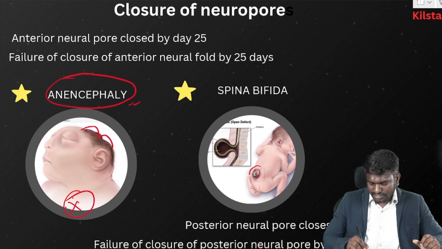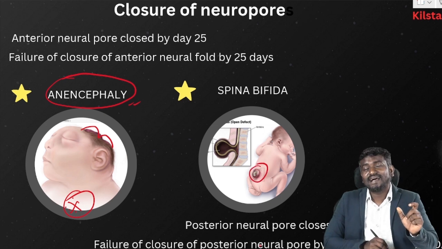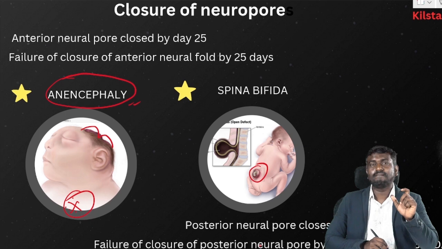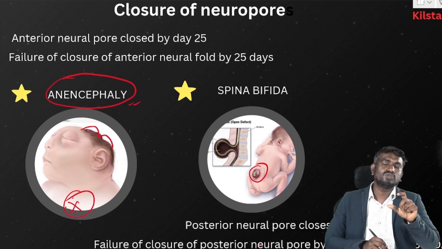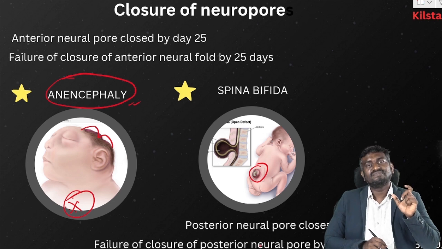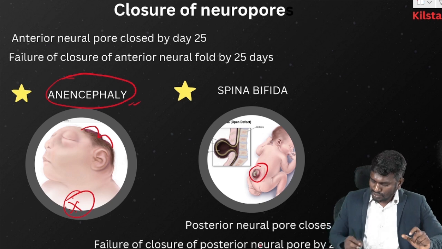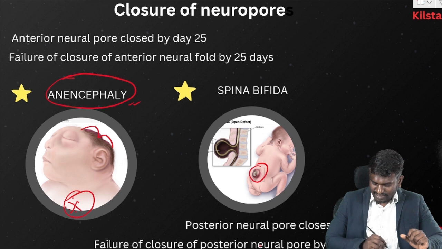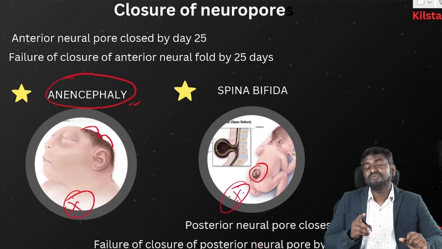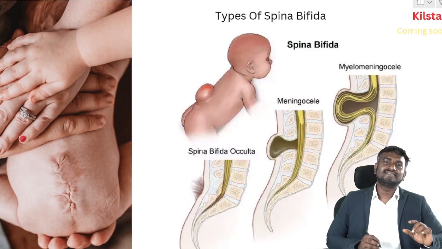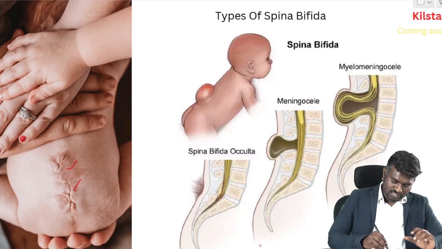This image over here is called spina bifida. Usually the posterior neural pore gets closed by the 28th day. If it doesn't get closed by the 28th day, it leads to a condition called what? Spina bifida. Look at this image carefully also. Both the images are very important and frequently asked. This is a case of spina bifida post surgery.